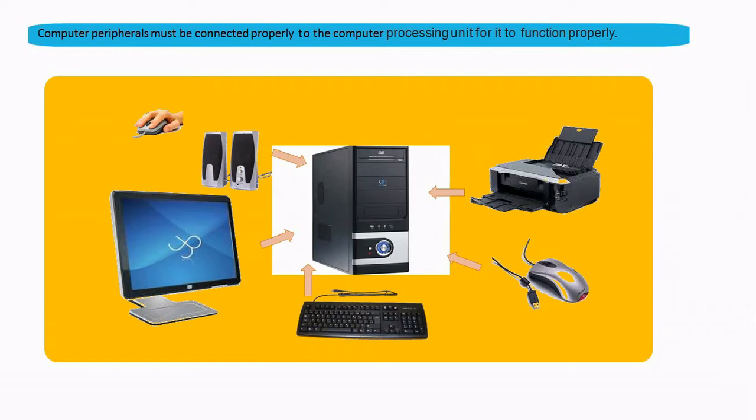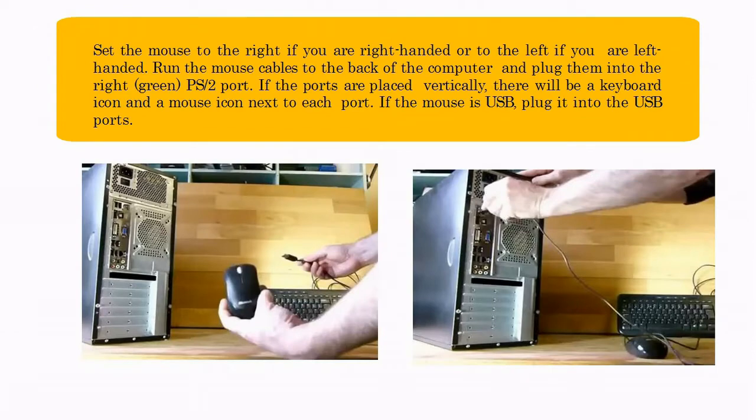How to connect a mouse to the CPU, or processing unit? Set the mouse to the right if you are right-handed, or to the left if you are left-handed. Run the mouse cable to the back of the computer and plug it into the right green PS2 port.